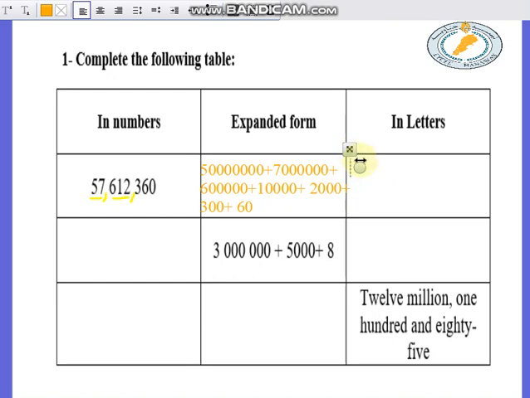So in the letter form, we have, what do we have in the million class? I read each class on its own. In the million class, we just have 57. So I write 57. 57 what? 57 million. Then I'll go to the thousand class. What do I have? I have 612. 612 what? Thousand. Then I have 360.